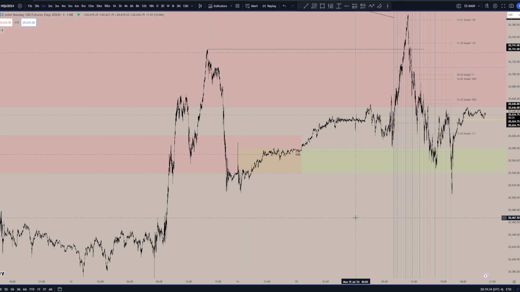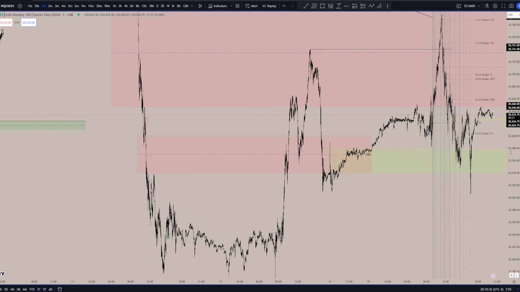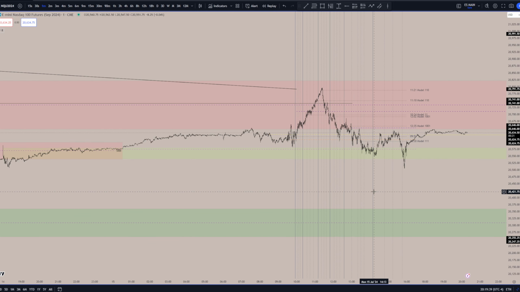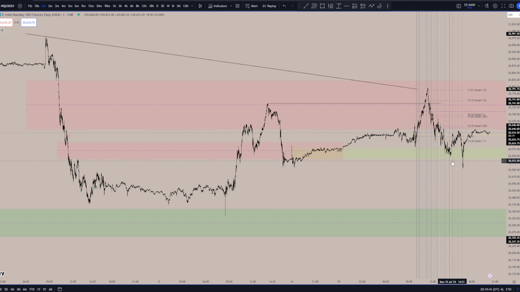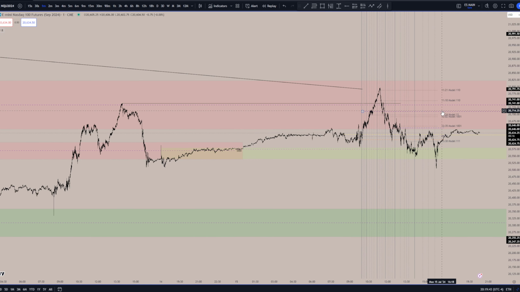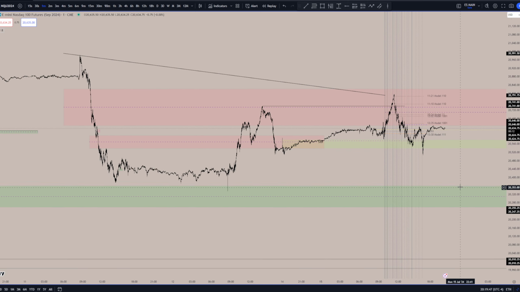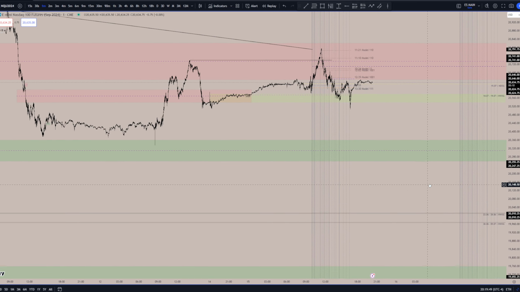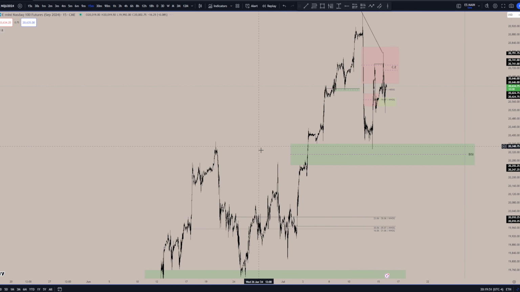Tomorrow, honestly, I don't even know what to expect. But I'm expecting a little bit of manipulation tomorrow, probably heading up to this area up here, maybe another manipulation wick up here. And I think Wednesday, Thursday, Friday is going to be nice. I think we'll see lower prices here.